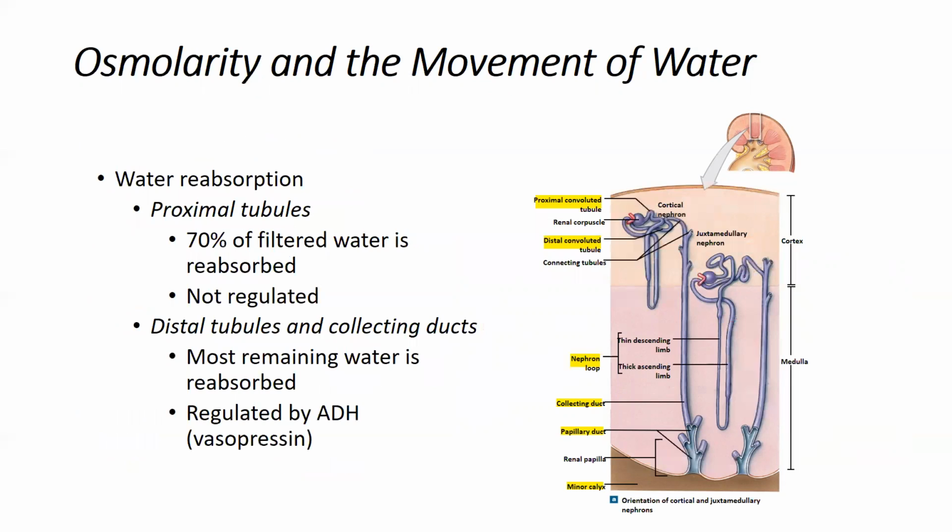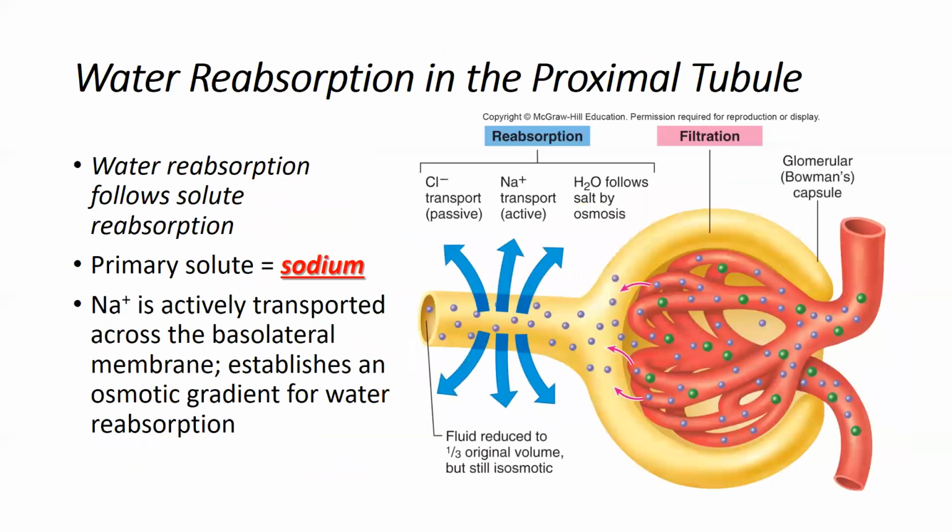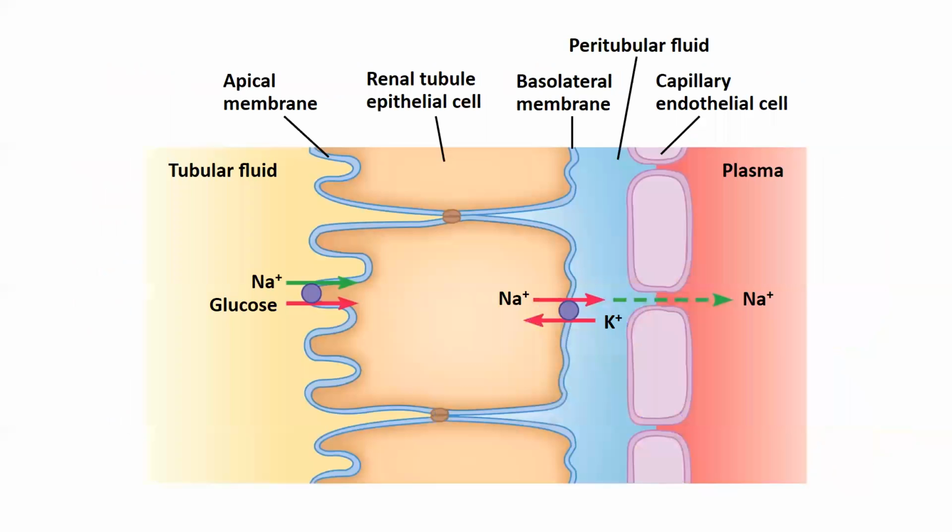This again is hammering this point to death. The proximal convoluted tubule reabsorbs most of the water. This is an unregulated process. The DCT reabsorbs the remaining water, and this is highly regulated by the presence of hormones such as ADH and aquaporins, which we'll talk about later on. So again, just driving these points home. I'm not going to talk about this anymore. We'll talk about this extensively.